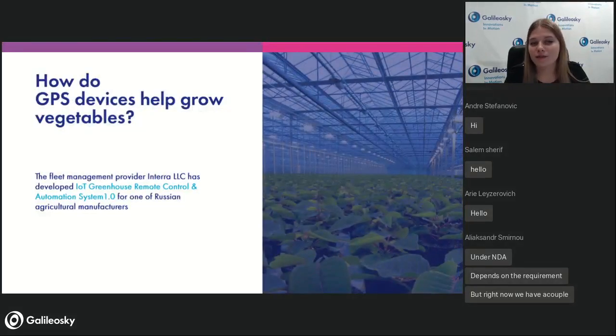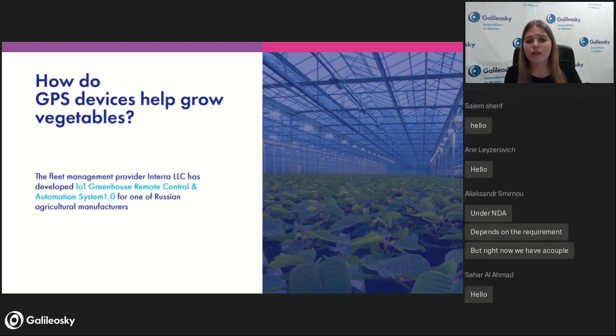Okay, let's start from probably the most illustrative example, which is remote control of stationary assets in agriculture. This business field is essential, so agriculture manufacturers faced great issues with how not to stop the production during the quarantine. Our partner from Russia created an IoT system to automate and control a greenhouse remotely for one of the largest Russian producers of vegetables.